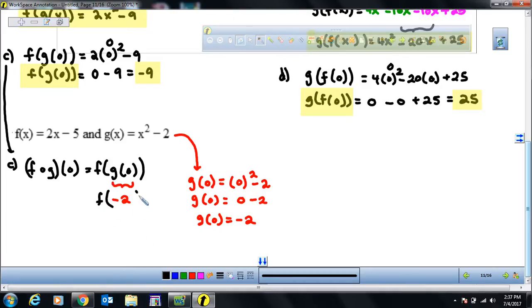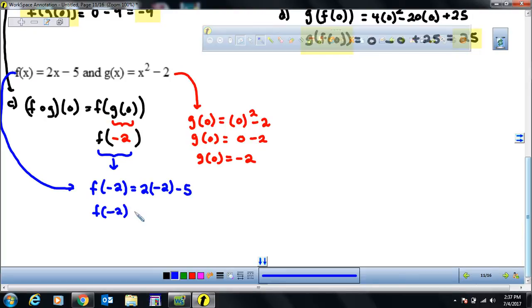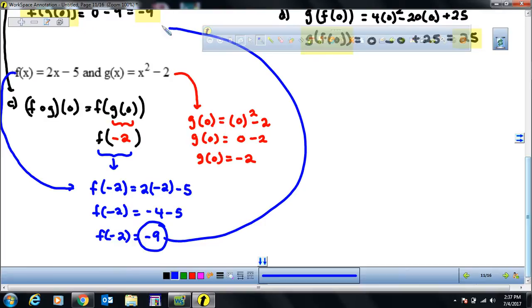Then to finish this problem, what do I need to do? Now I need to find f of negative 2. What does it mean by f of negative 2? Find the value of y when x is negative 2 using the function f, which is 2x minus 5, so 2 times negative 2, minus 5. Now we're using this one, you see? If I do that, this gives us f of negative 2 equals negative 4 minus 5, which gives us negative 9. And we still get the same value.